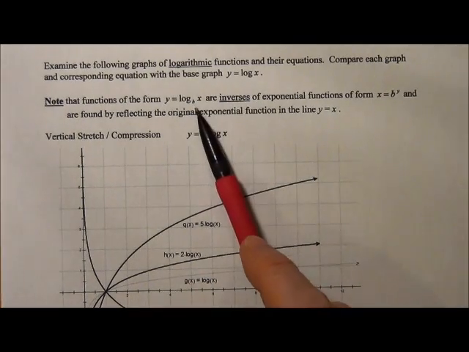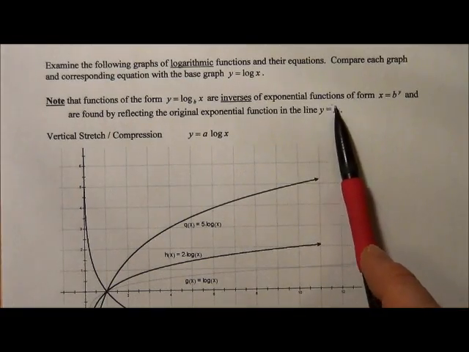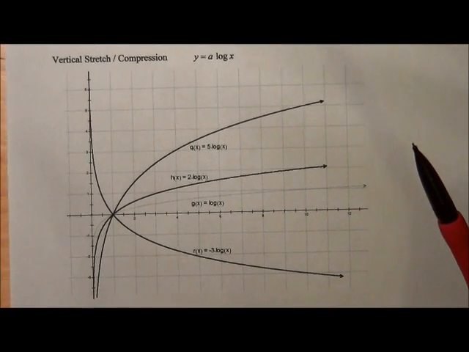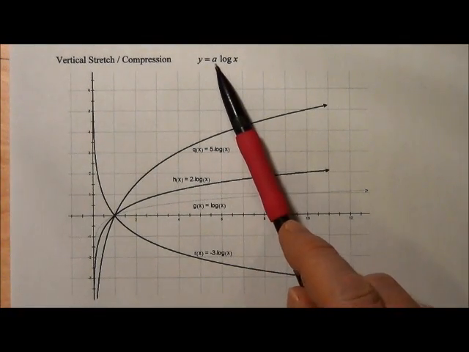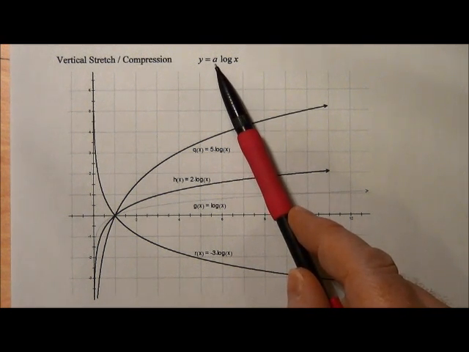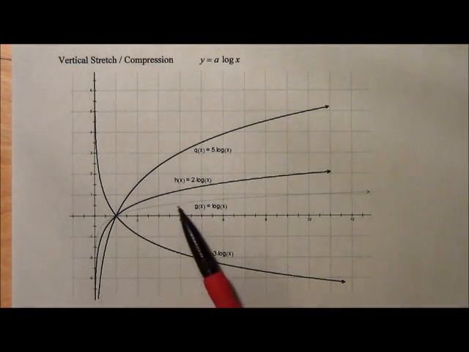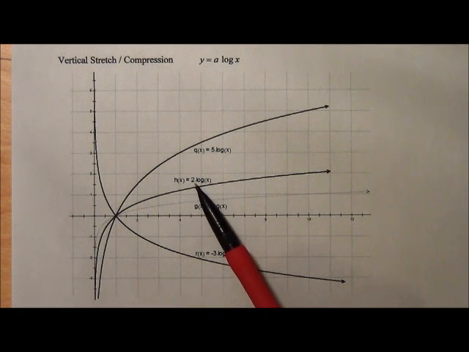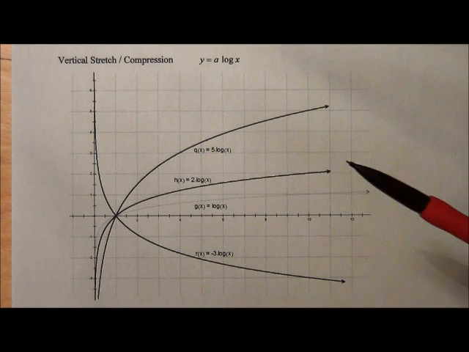And we find these logarithms by taking the original exponential function and reflecting it in the line y equals x. Okay, so the same transformations apply again. Vertical stretch and compression: when you multiply the log by some constant, you're multiplying all the y values by that constant. So the original function y equals log x, when it's 2 times log x, all y values that you see along here are multiplied by 2.